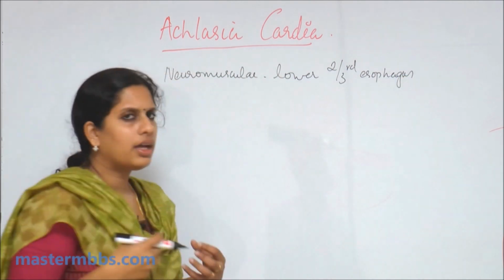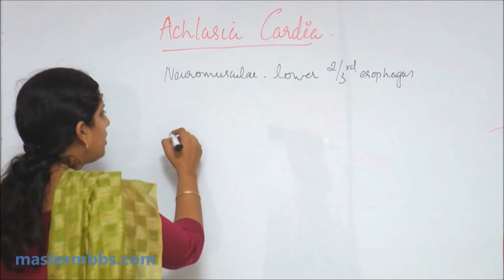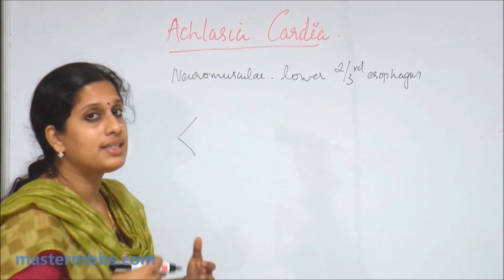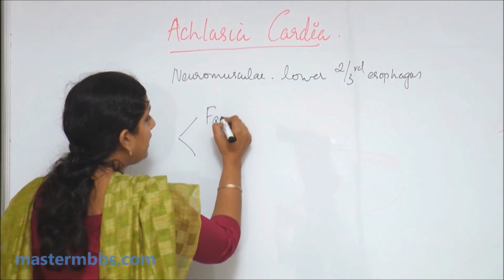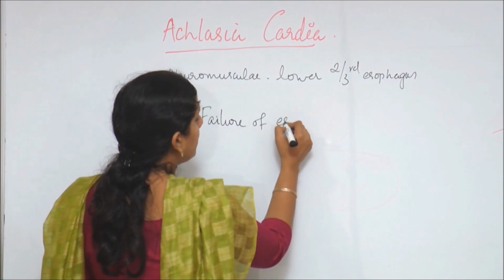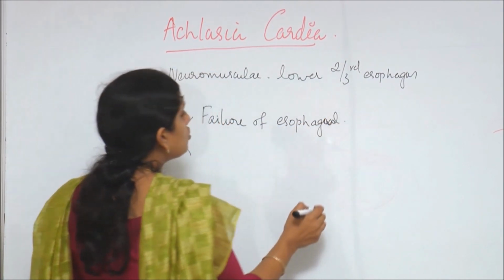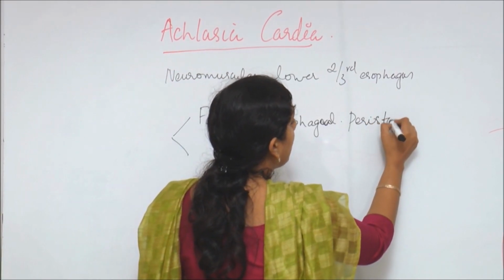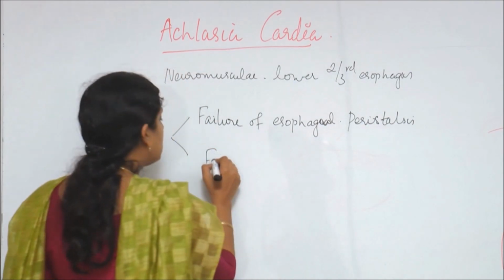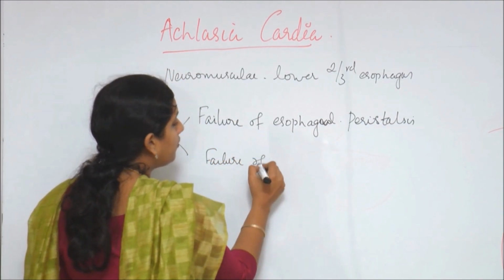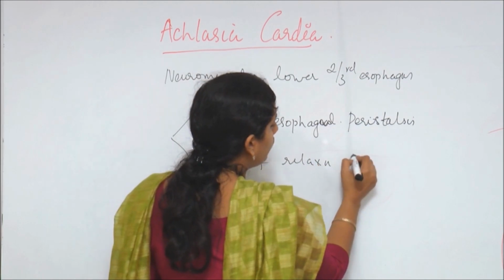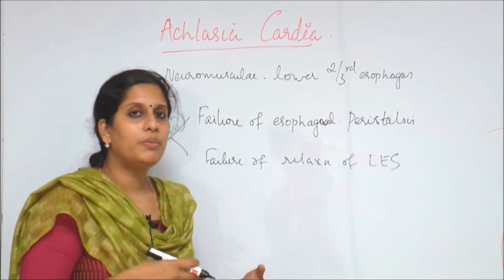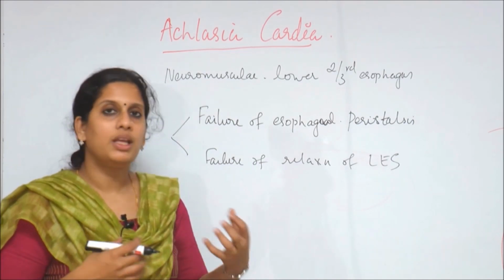So, what is the actual cause for this Achalasia cardia? There will be failure of esophageal peristalsis, or there is absence of esophageal peristalsis, and there will be failure of the relaxation of the lower esophageal sphincter. So, only when the esophageal sphincter is relaxed, food will be able to enter the stomach from the esophagus.